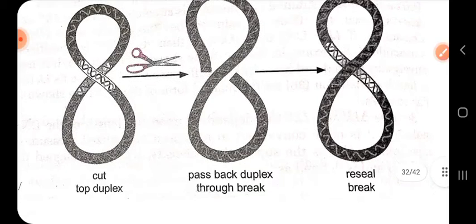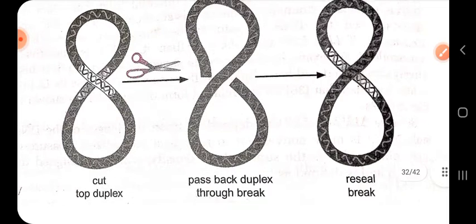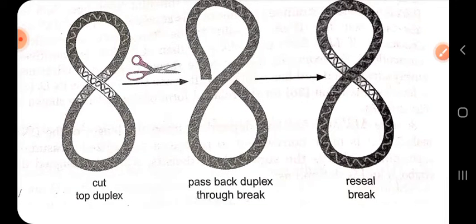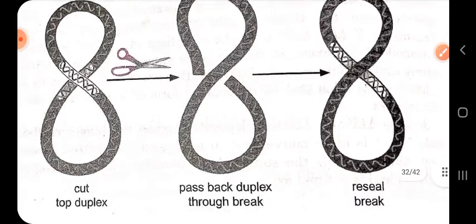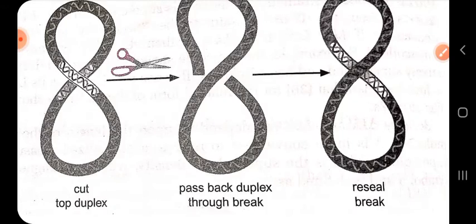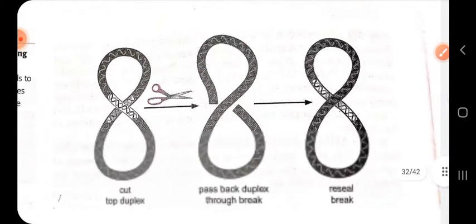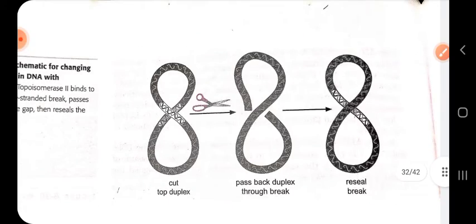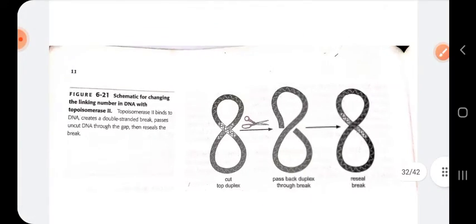So you can see the top duplex, and on the other side you can see the bottom one. The top one has to be removed to that side. So for that they cut both of the strands, and they allow the double helix behind to come forward. You can see they come forward, and again they reseal it behind. So this is the activity done by topoisomerase 2.